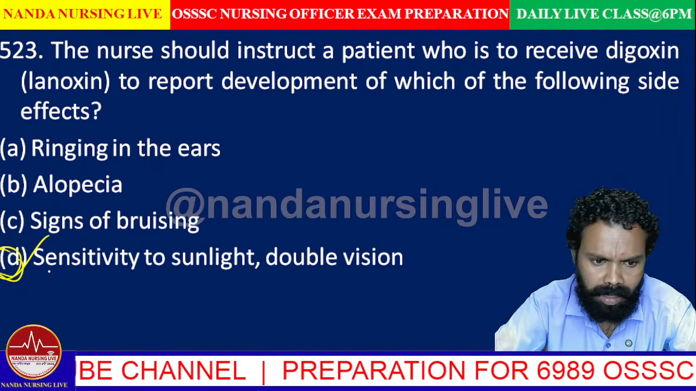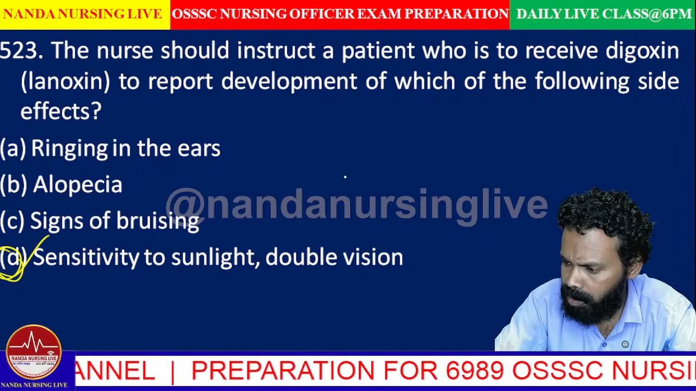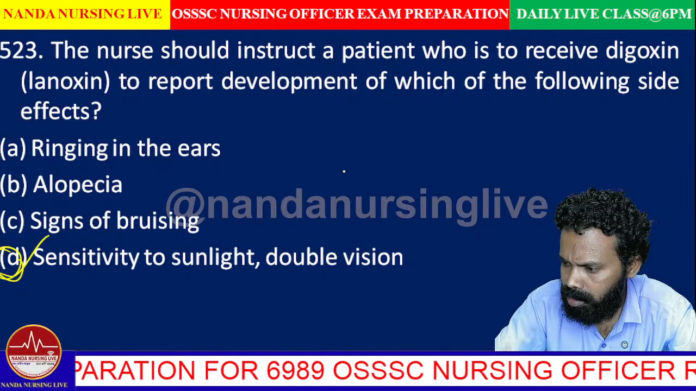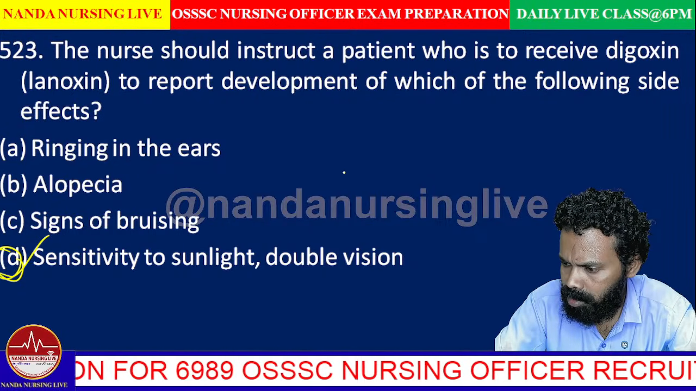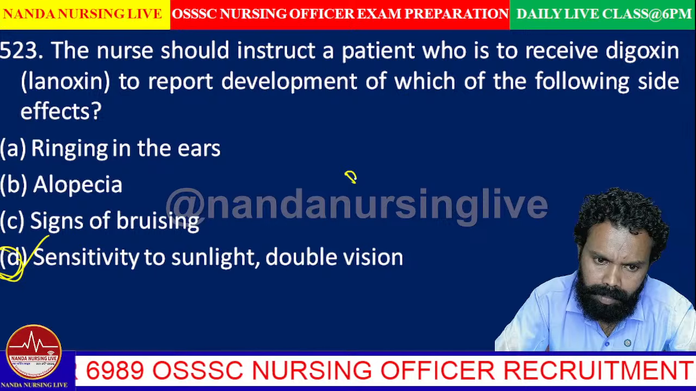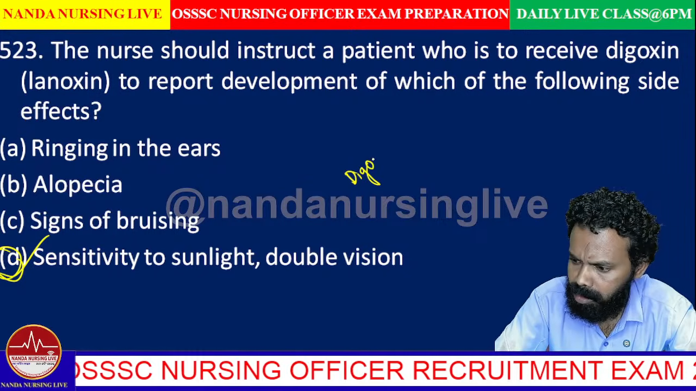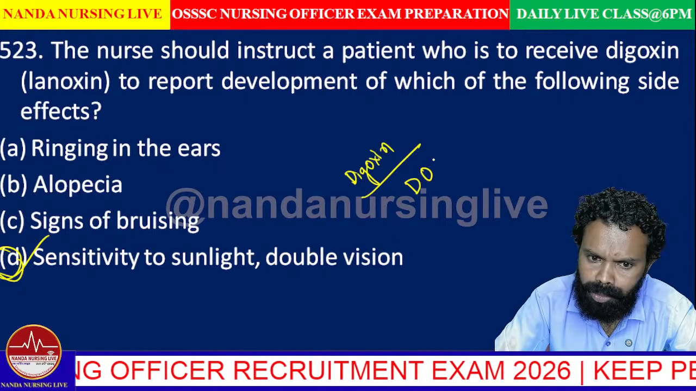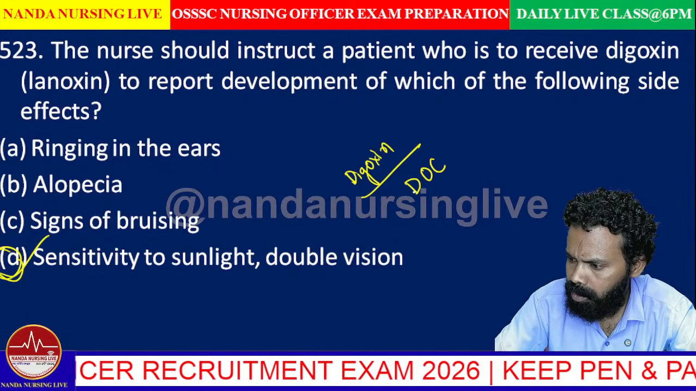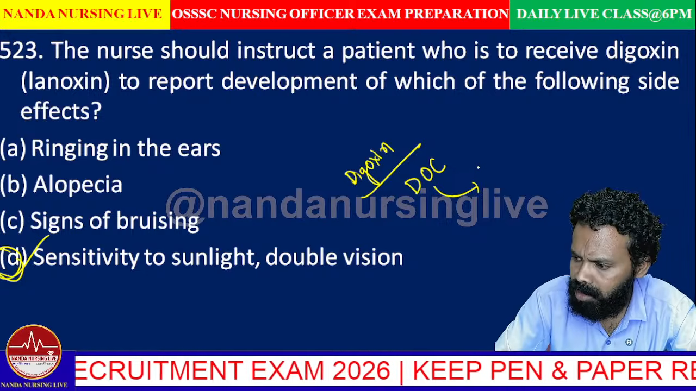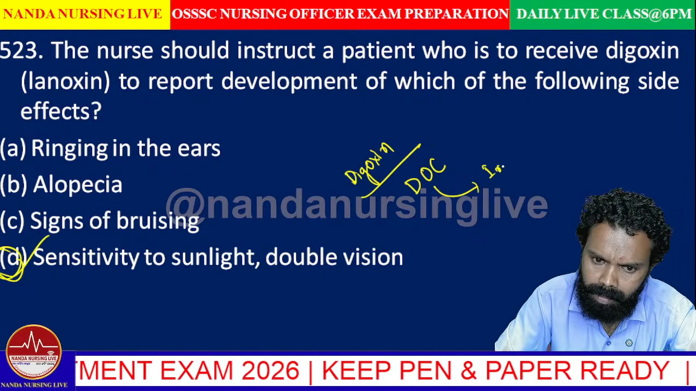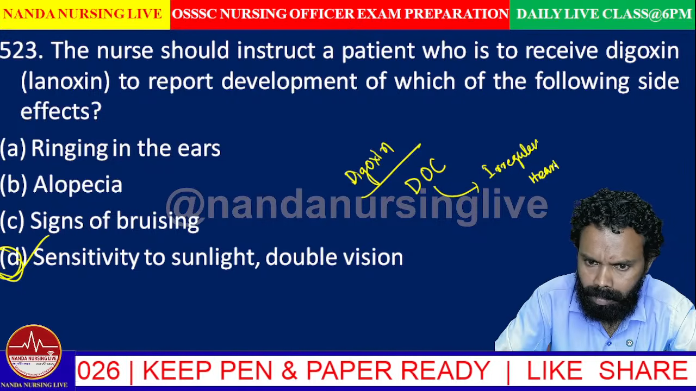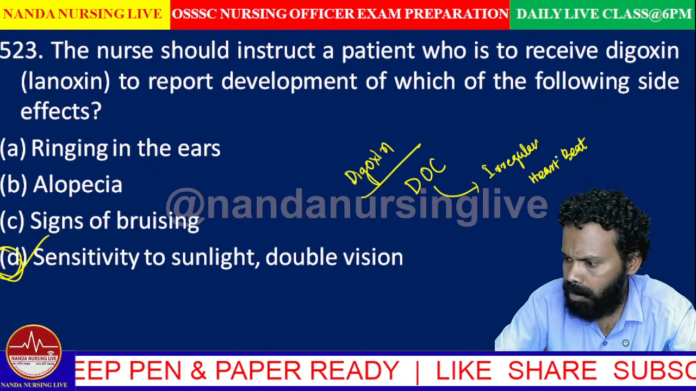And digoxin is the drug of choice for which issue? Digoxin, drug of choice for treating irregular heartbeat. Right?